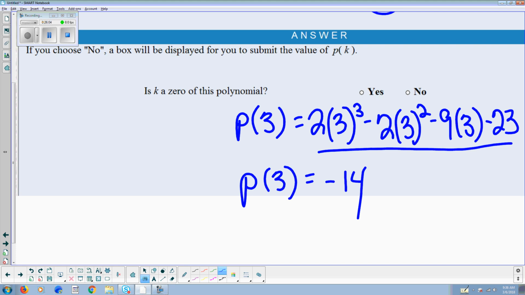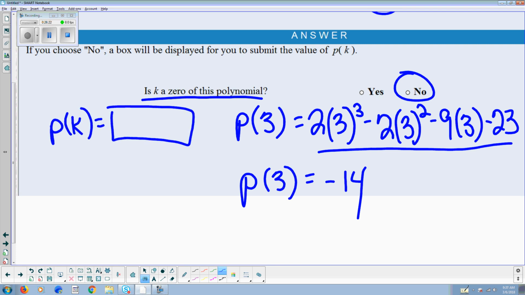Yep, I got negative 14. So P of 3 is equal to negative 14. The question says, is K a 0 of the polynomial? Yes or no? No, it's not. If you say no, then it's going to ask you, what is P of K? And it'll give you a box to put it in. Well, you've already found it here. If you've used the remainder theorem, you've already found it, and it is negative 14.